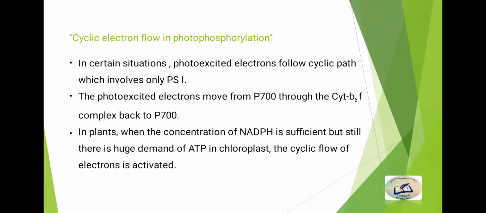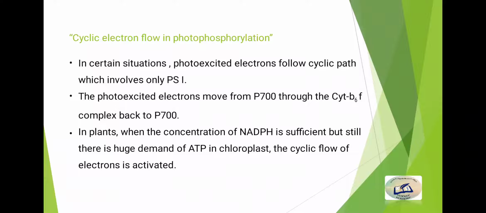Now these are certain features of the cyclic electron flow, which I'll read out for you. In certain situations, photoexcited electrons follow the cyclic path, which involves only PS1. This happens especially in stroma lamellae. In stroma lamellae, most of the chlorophyll complexes present are PS1, and PS2 is not present in maximal amount. So these sections follow the cyclic electron flow.